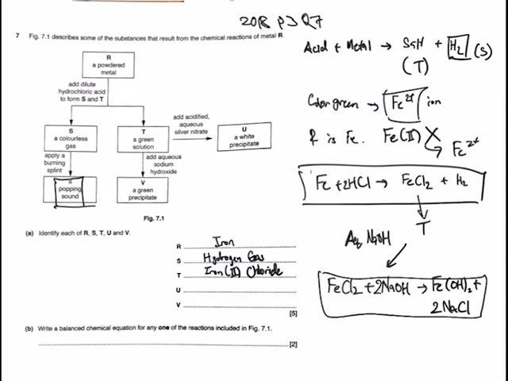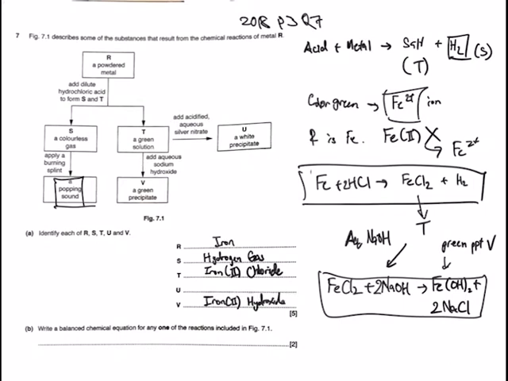As we know, iron(II) hydroxide is insoluble in excess sodium hydroxide. So this will give you the green precipitate, which is substance V. You can say substance V is iron(II) hydroxide.